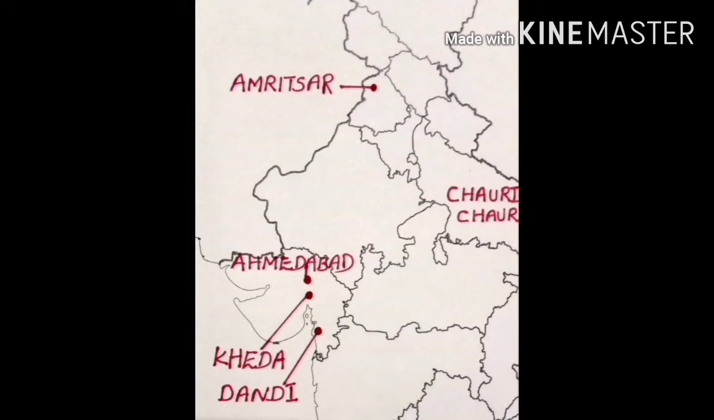The city associated with the Jallianwala Bagh incident. Answer, Amritsar in Punjab. Punjab is in the northwest part of India. The Jallianwala Bagh incident took place on 13th April 1919.